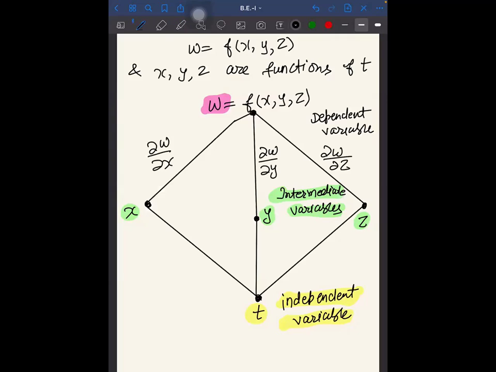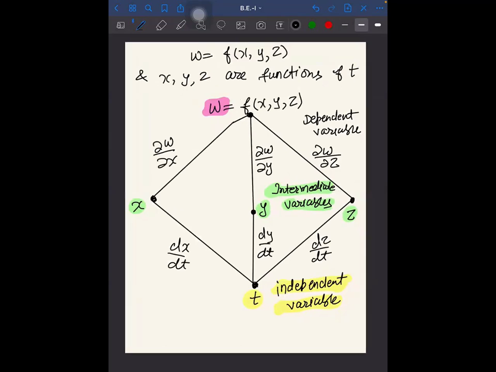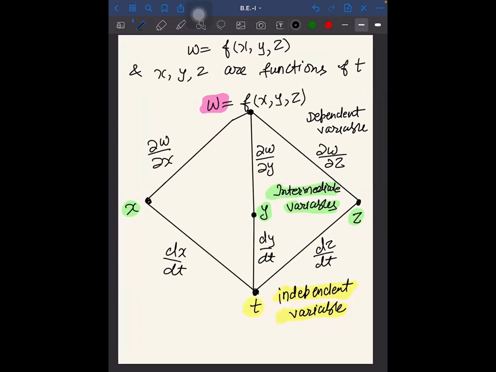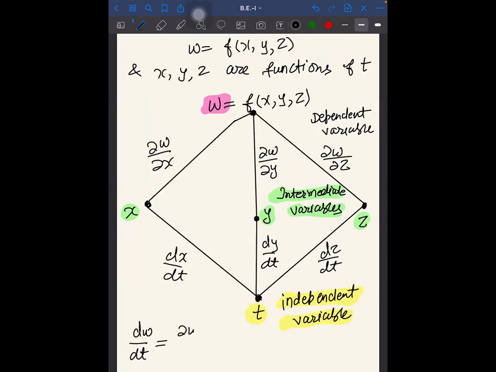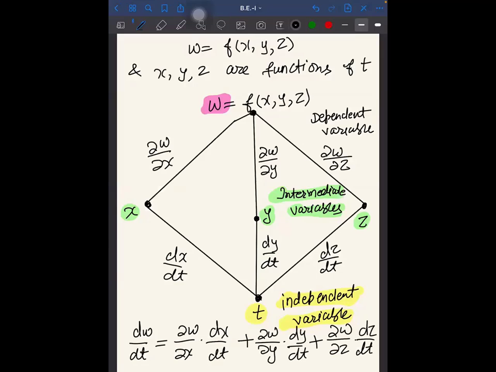Now going from x to t, that means dx by dt, y to t, dy by dt, and dz by dt. Now you want to find dw by dt. So take the first route, curly w upon curly x into dx by dt, plus, once the first route is completed, take the second route, curly w upon curly y into dy by dt, plus finally curly w upon curly z into dz by dt. Are you with me on this? Yes, sir.